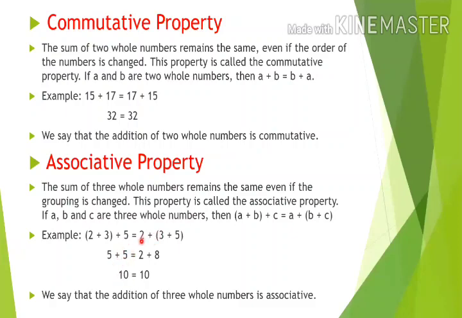In the second case, the grouping is done of 3 and 5. 2 plus 3 plus 5. 3 plus 5 is equal to 8. To 8, 2 is added. 2 plus 8 is equal to 10. So if we group the numbers in any way, the sum will be the same. This property is called the associative property.